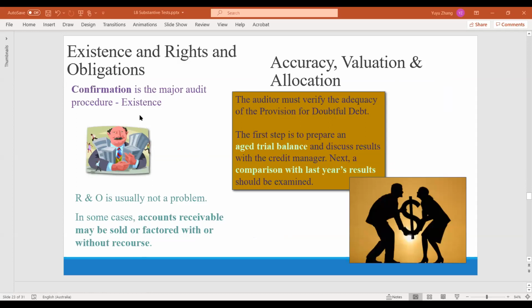And then the other, confirmation also serves for existence, rights and obligation assertions. And because the yearly sales transactions tend to be quite simple, the evidence for the existence occurrence would also serve for the rights and obligation assertions, right? So we don't really focus on rights and obligation assertions for the sales cycle a lot.